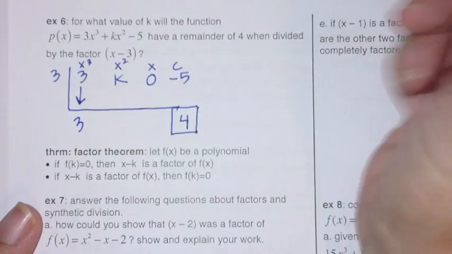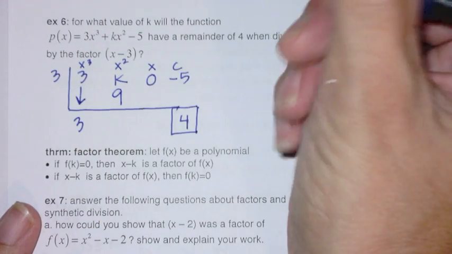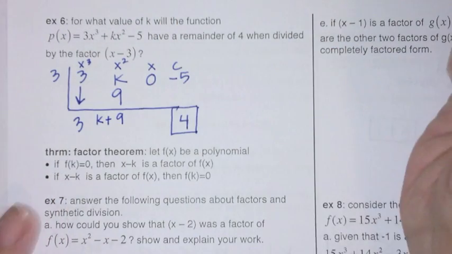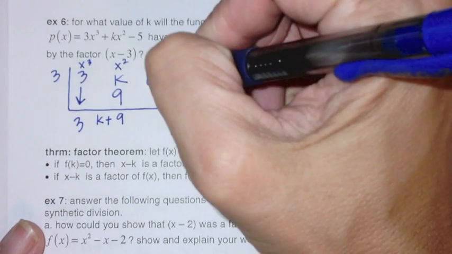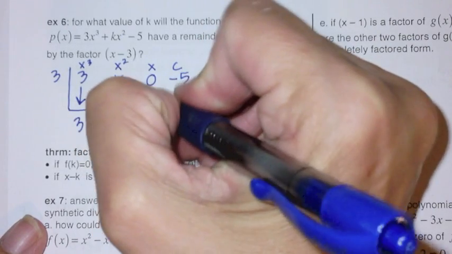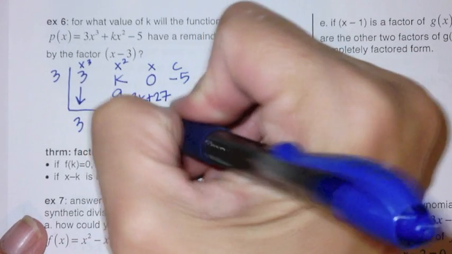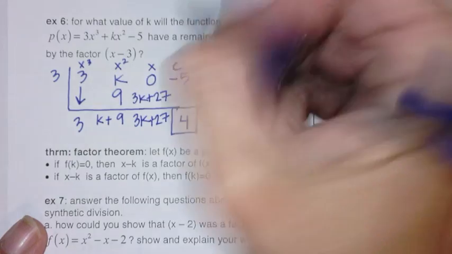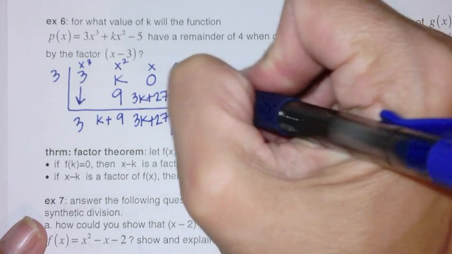So I'm going to bring that down. 3 times 3 is 9. So here is the original way. Now remember, we add columns, so this would just be k plus 9. I can't simplify that because there's a variable. Then when I go to here, I'm going to multiply that, so that would be 3k plus 27. And thankfully that's a 0, so I can still get 3k plus 27. And then I'm going to multiply that, and I get 9k plus 81.